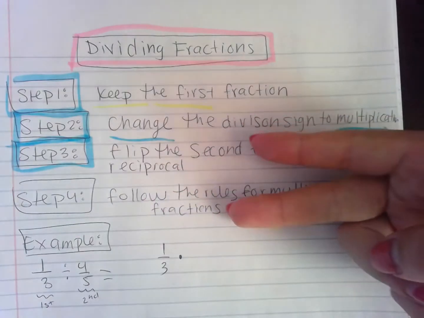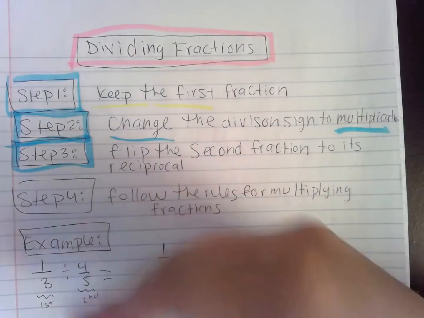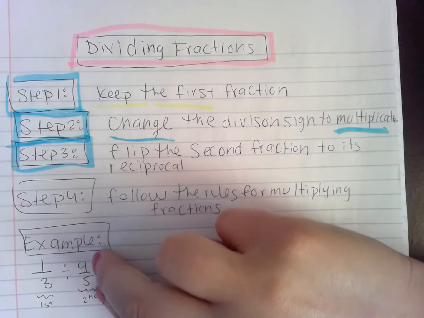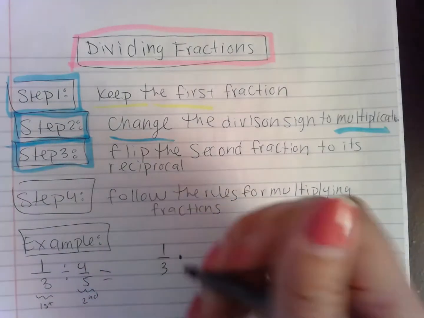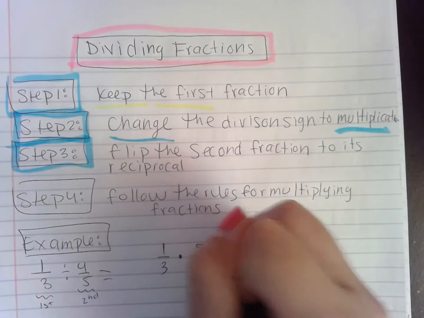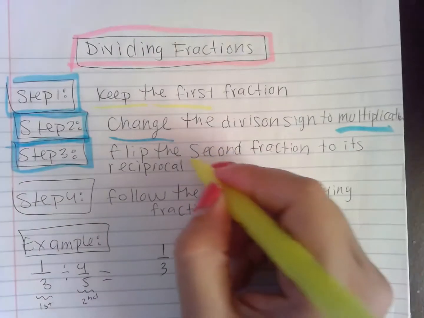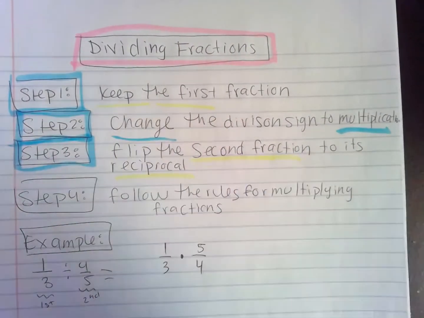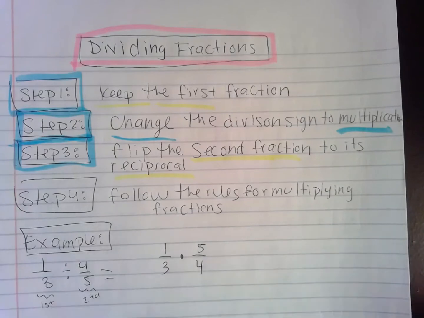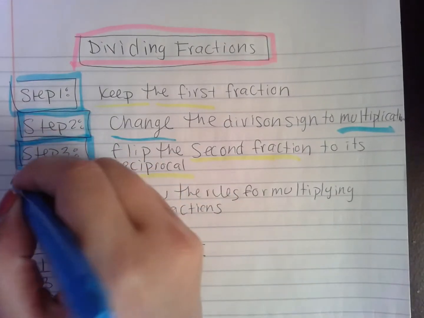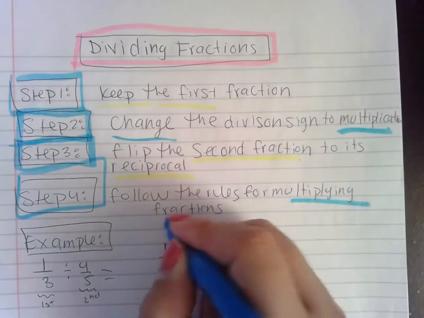So when you flip something, that means you're taking the reciprocal of it. So when you flip 4/5, that's going to turn into 5/4. So you're going to flip the second fraction. Last, you're going to follow the rules of multiplication. So multiply your fractions.